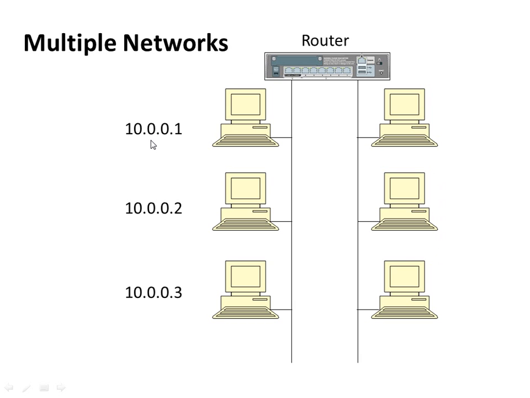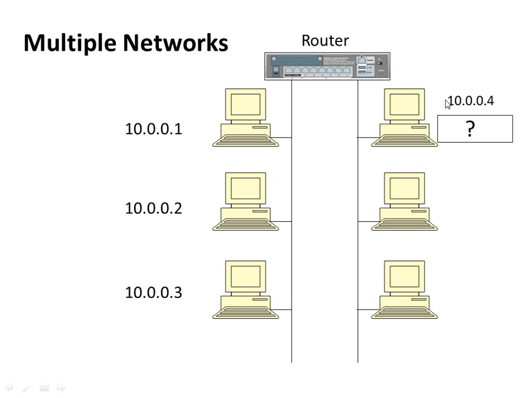Well, if the ones on the network on the left are 10.0.0.1, 10.0.0.2, and then .3, wouldn't it be reasonable to give this one an IP address of 10.0.0.4? Can't do that, because that would violate the rules of IP addressing. That would have two different networks with the same network ID, and that violates the rules of IP addressing.